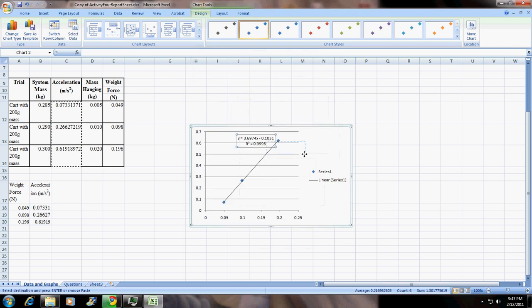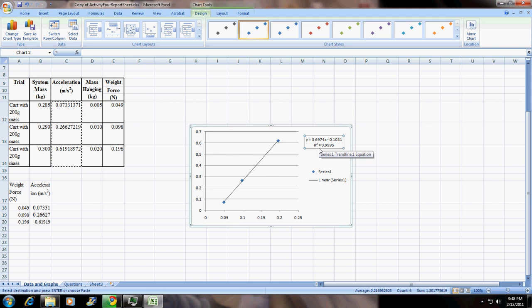And look at how wonderful that data is. R squared, which is our correlation constant, which tells us how well it fits our mathematical equation, is 0.9995. And remember, if it's 1, that's a perfect correlation, a perfect fit. So that's very, very good data.